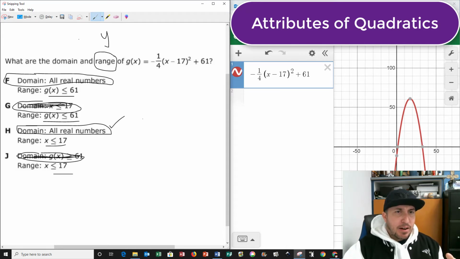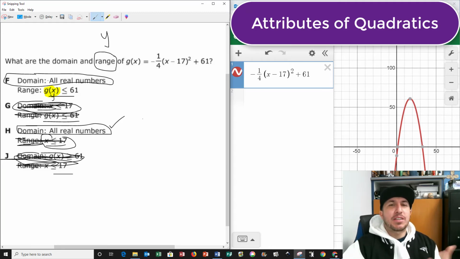So look at this guy right here. I'm going to highlight him so that we can see it. He says this. What does that even mean? That actually means a Y. F of X, G of X, whenever you see anything like that, that means Y. So he does say Y. This guy's already scratched out because the domain was wrong. This guy's also wrong, domain's wrong. This guy says X for the range? What? No, wrong. So I already know my answer is F and I'm finished.